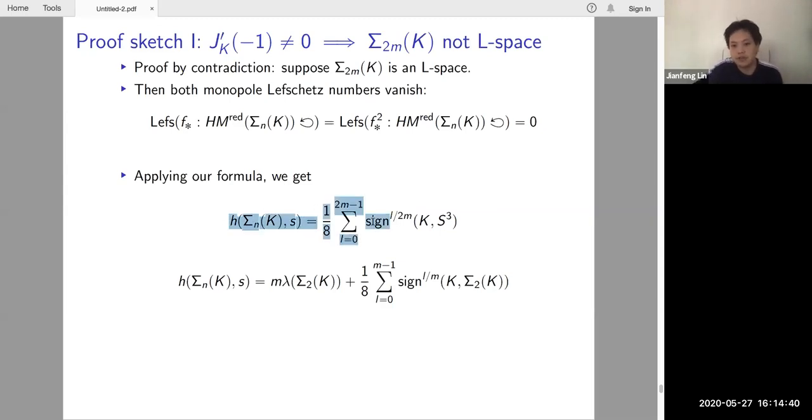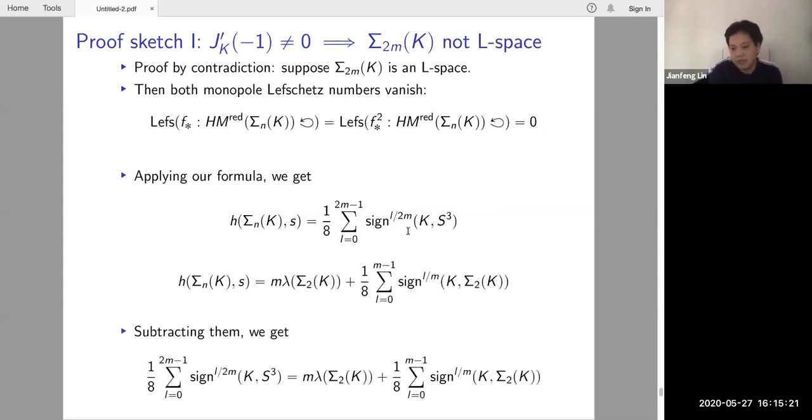The first expression expresses this Floer invariant just in terms of the Tristram-Levine signature of the knot. And the second one expresses this Floer invariant as m times the Casson invariant of the branched double cover, plus 1/8 the Tristram-Levine signature of the knot inside the branched double cover. We have the branched double cover because if you quotient out this Σ_{2m} by f squared, you don't get S^3. Instead, you get Σ_2(K). So we get two different expressions for the Floer invariant. They must be the same.